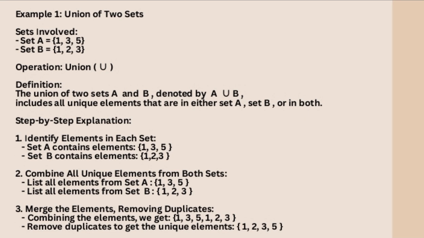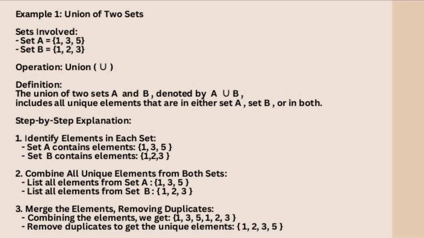Step-by-step explanation. Step 1: identify the elements in each set. Set A contains the elements 1, 3, 5. Set B contains the elements 1, 2, 3. Step 2: combine all unique elements from both sets. List all elements from set A, which is {1, 3, 5}. Then list the elements from set B, which is {1, 2, 3}.